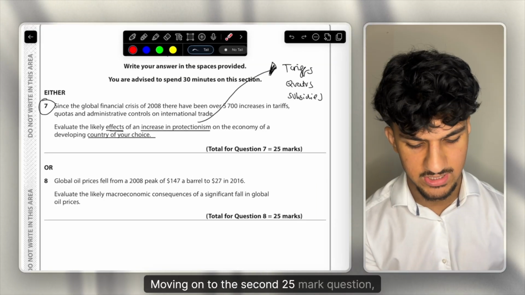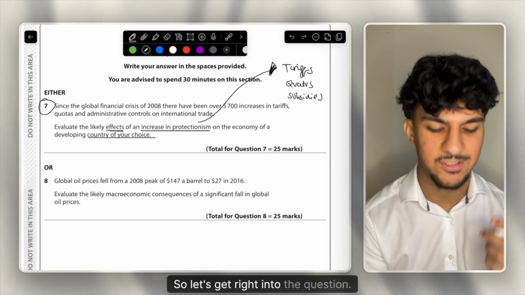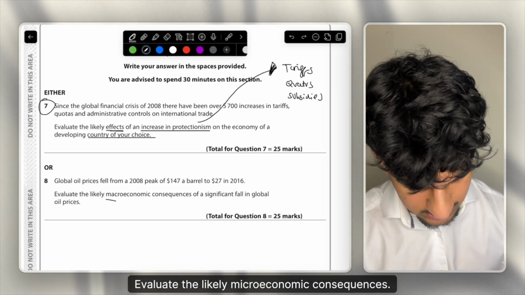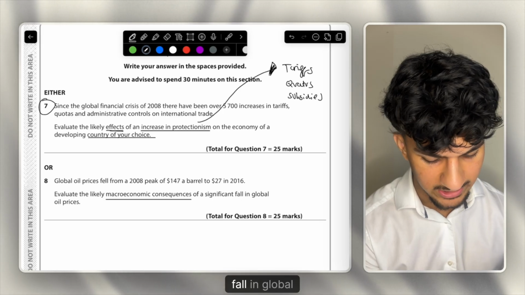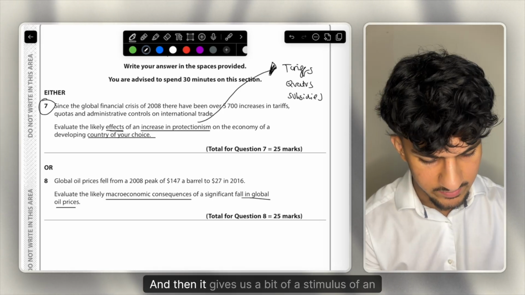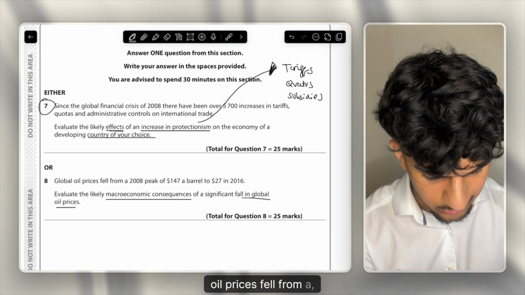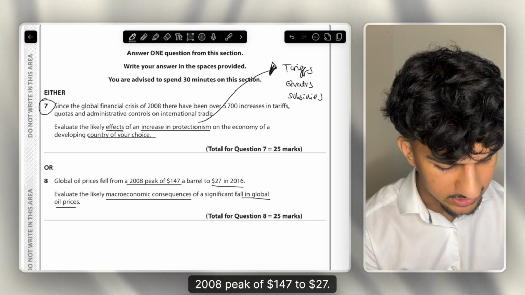Moving on to the second 25 mark question, which is number 8. So let's get right into the question. Evaluate the likely macroeconomic consequences of a significant fall in global oil price. And then it gives us a bit of a stimulus, an example when oil prices fell from a 2008 peak of $147 to $27 in 2016.